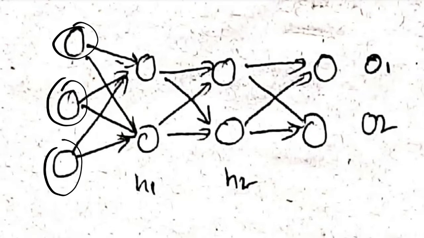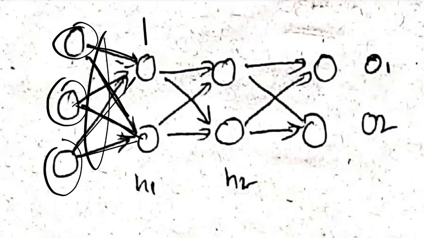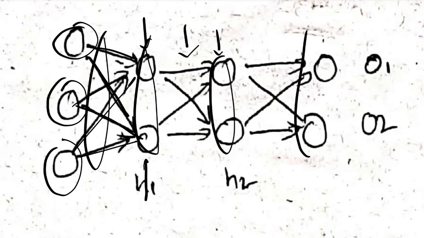X1, X2, X3, we have W1, W2, W3, W4, W5, W6. We'll be multiplying this one and finding out the answers. We'll be passing this here, and we'll be finding out some answers here. We'll be passing it here. There are some very complex formulas for that. Finally, when we reach the output, we'll check if I get the correct output or not.